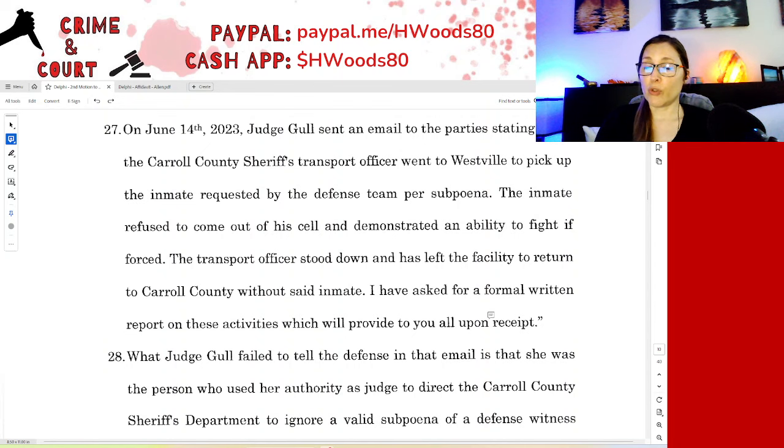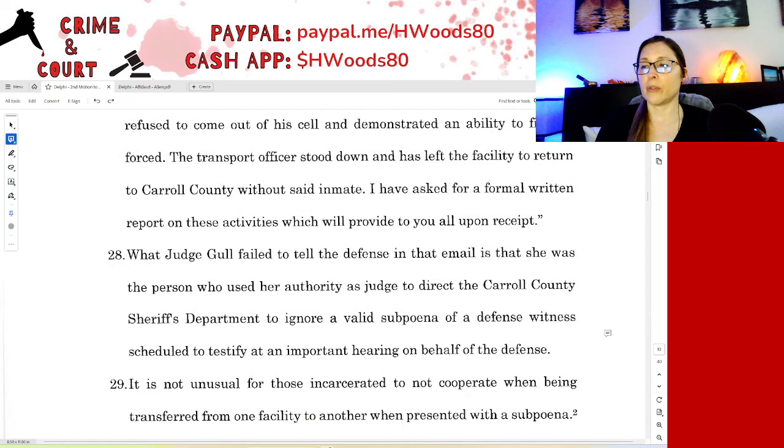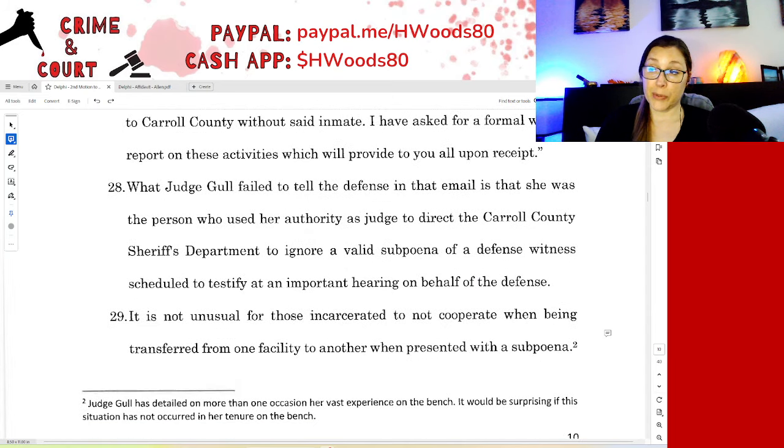All right, number 27. On June 14th, 2023, Judge Gull sent an email to the party stating, FYI, the Carroll County Sheriff's transport officer went to Westville to pick up the inmate requested by the defense team per subpoena. The inmate refused to come out of his cell and demonstrated an ability to fight if forced. The transport officer stood down and has left the facility to return to Carroll County without said inmate. I have asked for a formal written report on these activities, which I will provide you all upon receipt. Interesting that she just lets him get out of coming to court to testify.